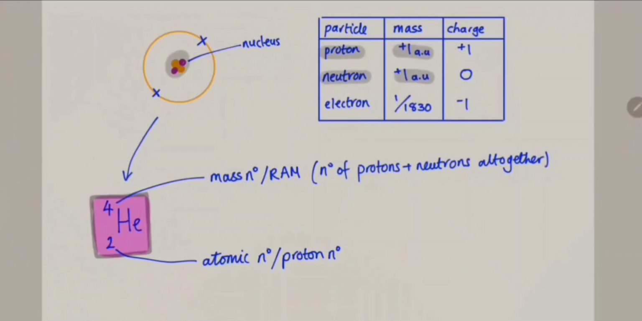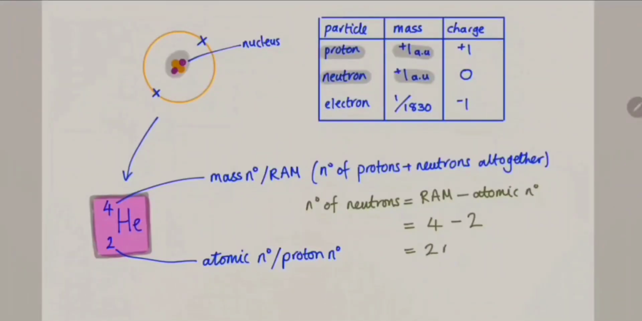So from the atomic number we can work out the number of protons, and we also have the mass number. And so from these 2 numbers we can work out the number of neutrons. To work out the number of neutrons, we take away the atomic number from the relative atomic mass, and in this case it's going to be 4 take away 2, which is 2 neutrons.